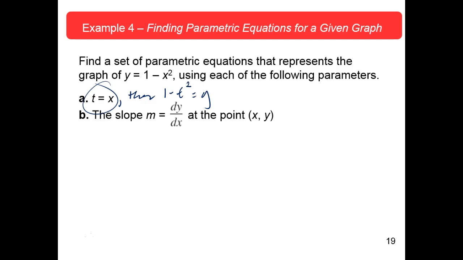Okay. Now, here's the second parameter. Use the slope, m is equal to dy dx at the point xy, okay? So that must be going to be a parameter. m is equal to dy dx, okay? Well, let's see what we can do with that. What do you reckon we could do? Here's your equation, and what would you do?